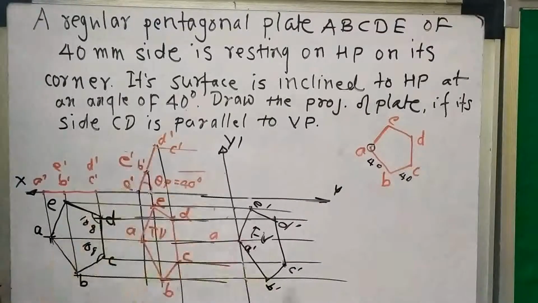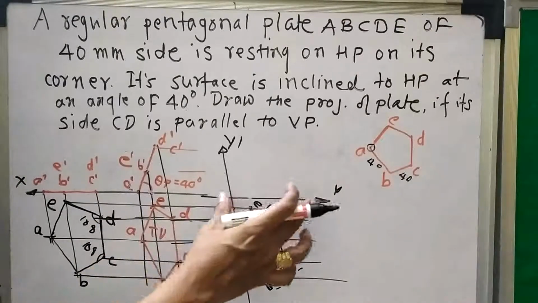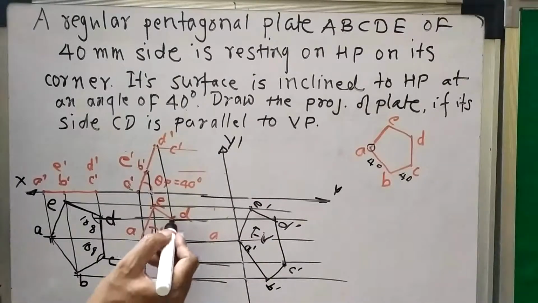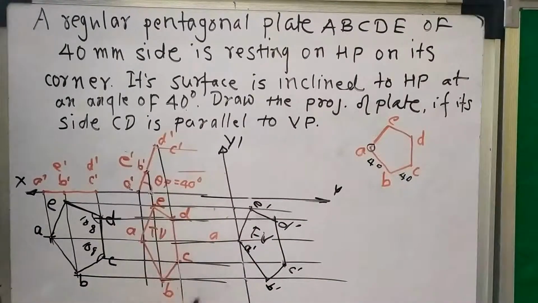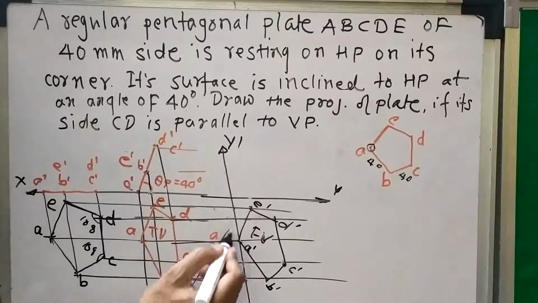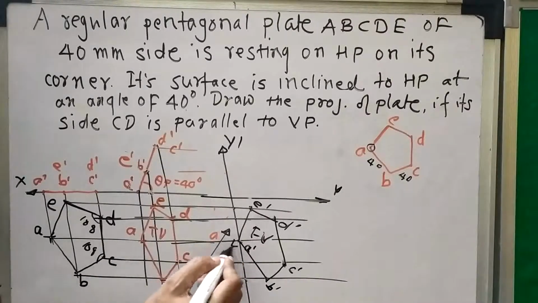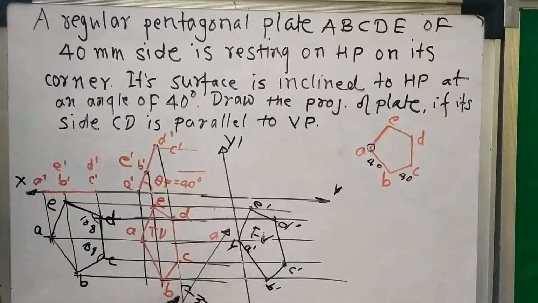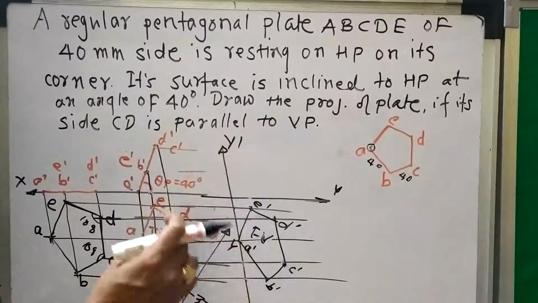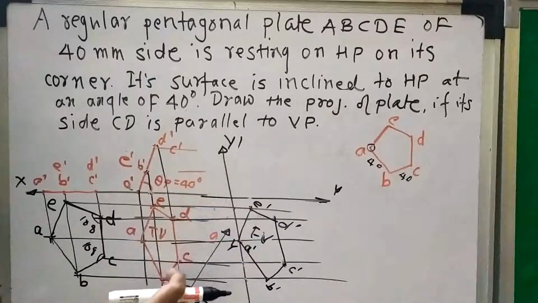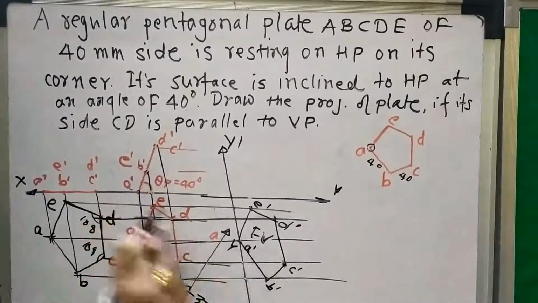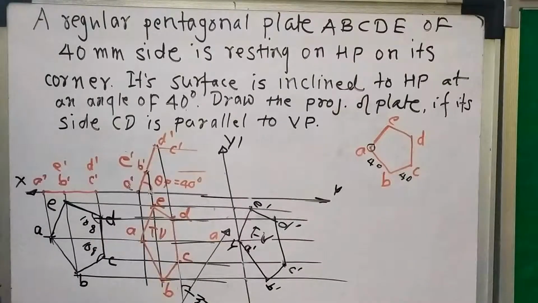For example, in the next condition, suppose CD is not parallel to VP, instead it is inclined with VP. So what we will do, to this CD, I will take new x1 y1 inclined at a given angle. Suppose this given angle is 30 degrees, so I have taken this x1 y1 and I have projected. Now in this case CD is parallel, so I have taken the auxiliary plane parallel to CD. If CD is inclined, then I will take a new auxiliary plane inclined to CD and then project it. In this way you can complete the problem.